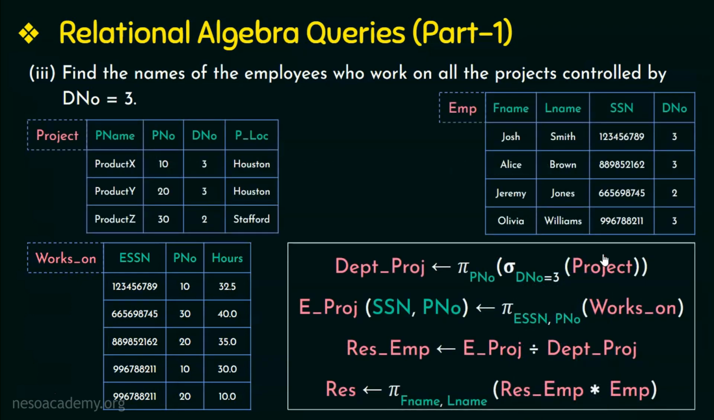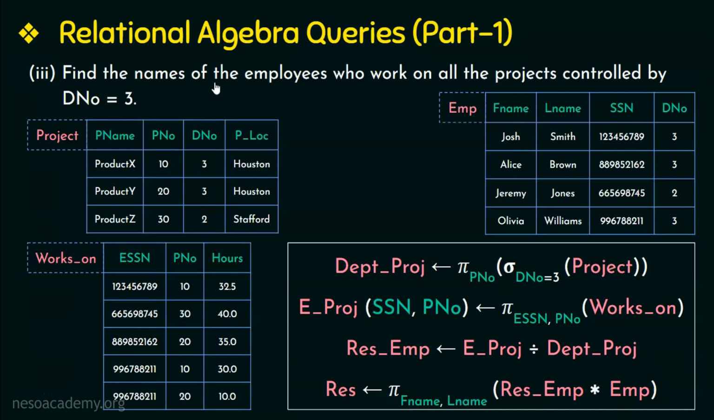Now, if you have noticed in the question, we have seen the keyword all. As we have already learned in one of our earlier videos, when we have this keyword all, we have to use the division operator. So here we need to find out all the employees who are working on the projects that are controlled by only department number 3. We have already found out the projects that are controlled by department number 3, that is projects with project number as 10 and 20.